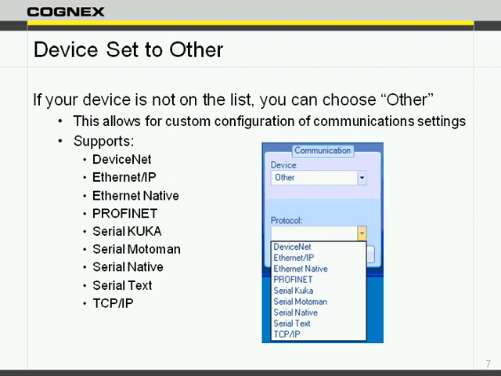So as you can see in this case, here's a screenshot showing the communications dialog box with other chosen. And keep in mind, other is different than none. None is no communications, no serial, no Ethernet. If you choose other, then you can pick out the protocol of your choice. You can see the list there on your screen.